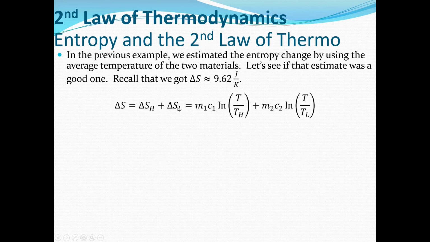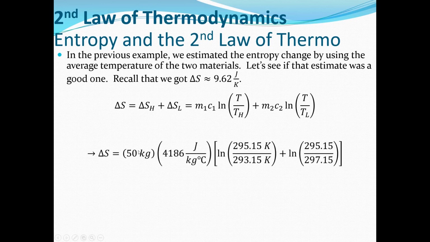If I take the same scenario, we had the two samples of water, both at 50 kilograms. We use this equation. I can pull out the 50 and the specific heat because it's going to be the same for both. I plug in the numbers, making sure that I convert to Kelvin for the final temperature, the initial hot temperature and the initial cold temperature. What we end up getting is 9.61, very, very close to what we got before. Like I said, a very small difference.